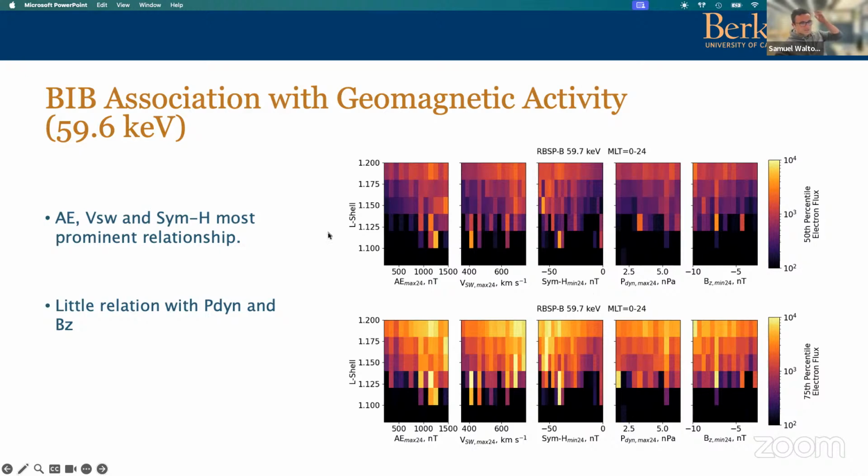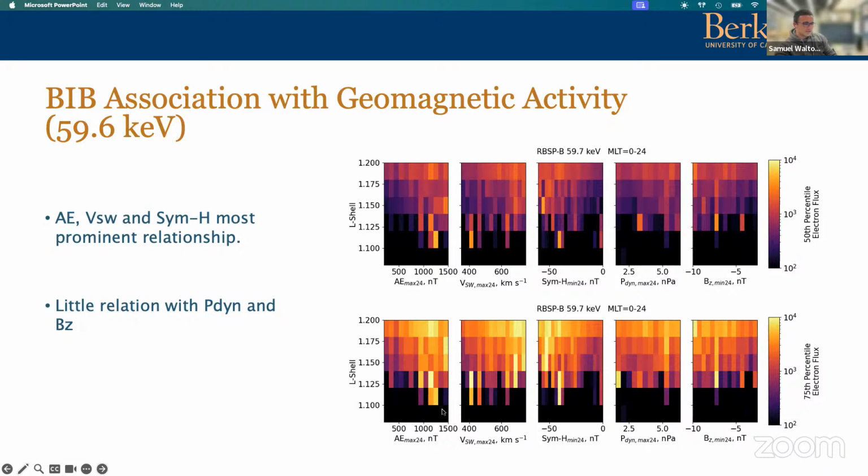The reason for that was because of the earlier studies that Selesnick did, that there was a delay between any kind of event, any kind of storm, and an injection being observed. So the top here is the median. The bottom is the 75th percentile, because we figured we were only interested in the more extreme events when we would get those injections.